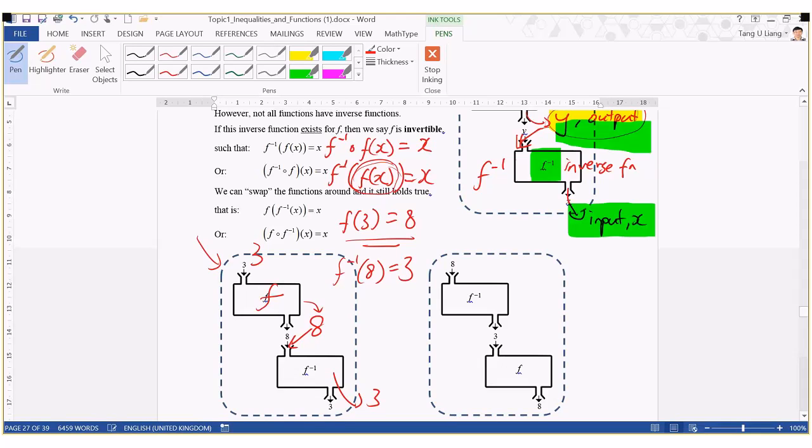F takes 3 and produces 8. But what does f inverse do to 8? F inverse takes 8 and produces 3. Because 3 produces 8, f inverse just reverses the whole process. Now guys, we can also start with f inverse first. For example, we can look at this.